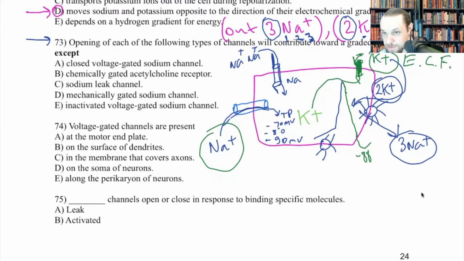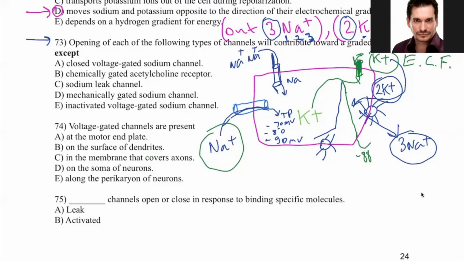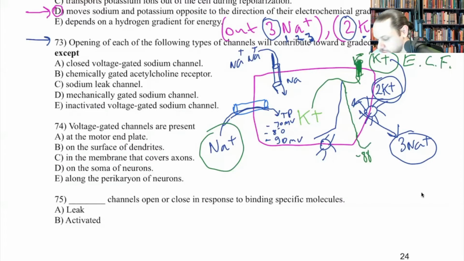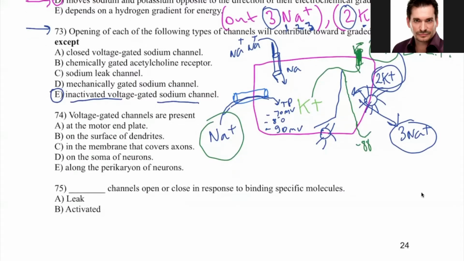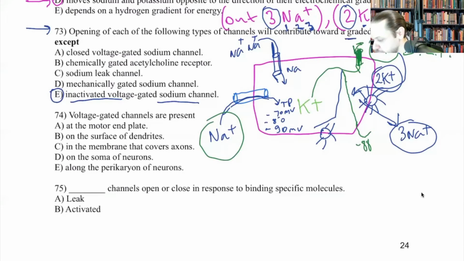Opening of each of the following types of channels will contribute toward a graded potential, except. I put sodium leak channel, C. For 73, the correct answer would be E, inactivated voltage gated sodium channels, right? Because remember, this is asking you for graded potential. Graded potential is basically summation. To get to threshold, you either have a stimulus that's strong enough, or you could have graded. Like, I will touch your finger, right?